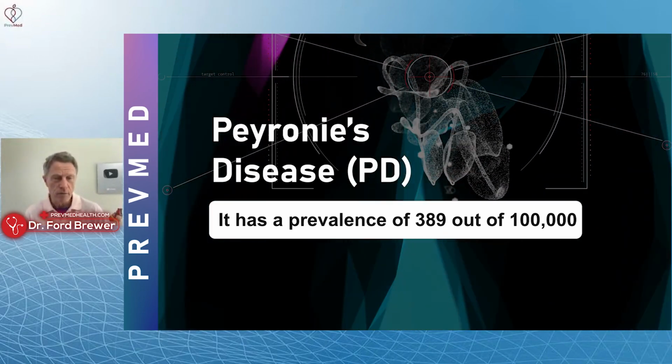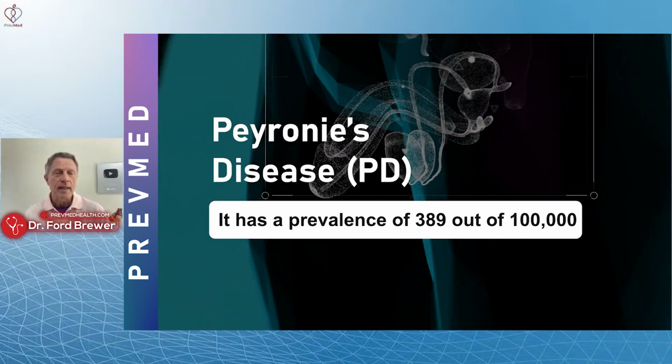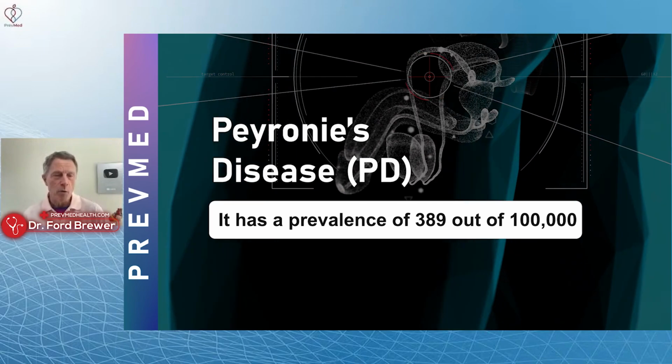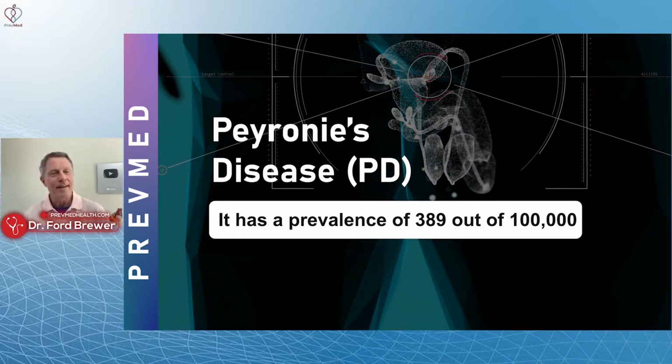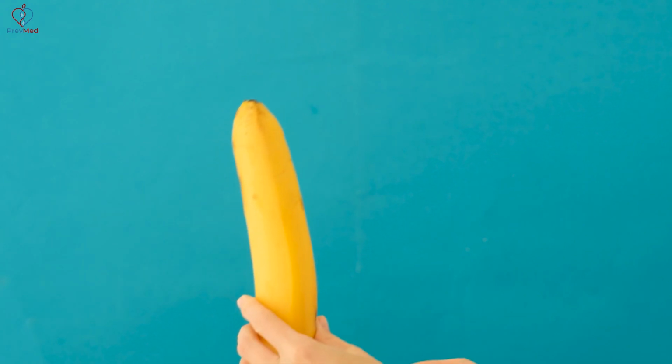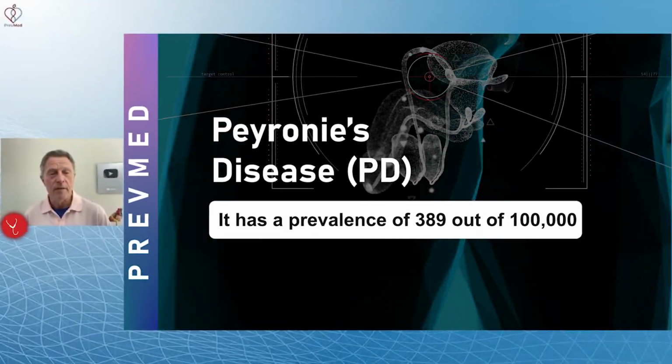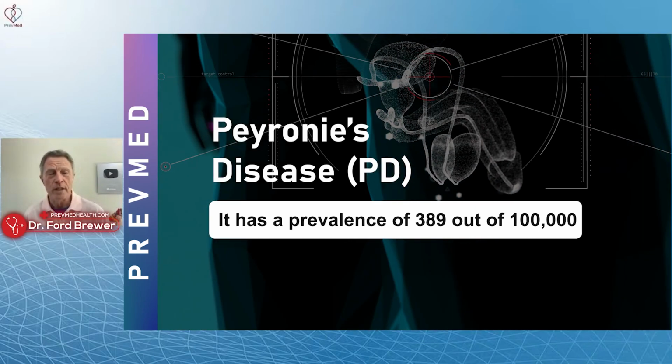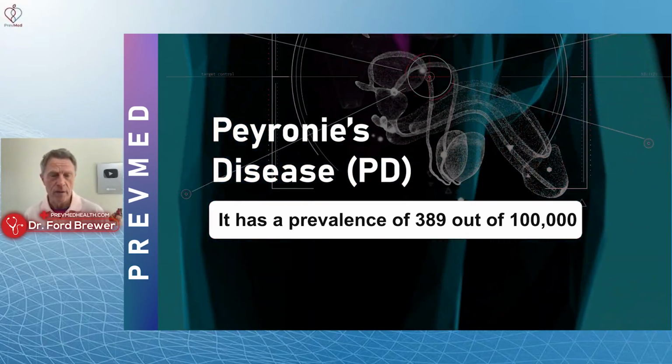And we were talking about that before the show. Does anybody think that that number is overreported? If you do, step back and think about this. You only see it when the penis is in erection. So the vast majority of healthcare providers are not going to know about this unless the patient shares the information. So this prevalence of 389 out of 100,000, or about 0.4%, has to be a significant underreport.